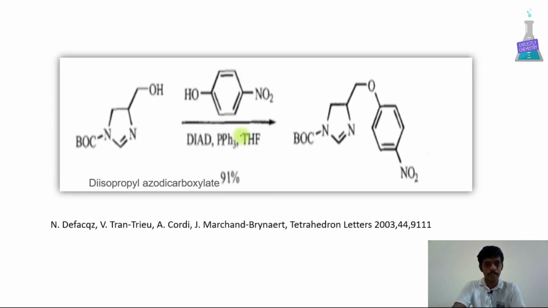Let us see another example. This is the starting material. The alcohol is present here. This is the nucleophile. We are treating with DEAD, DEAD meaning diethyl azodicarboxylate, or DIAD, which means diisopropyl azodicarboxylate. We are adding PPh3, and THF, which is a solvent, is used here. This nucleophile will attack here, forming this product. If this is in dash, like this dash, here this will be in wedge, and vice versa. This is taken from Tetrahedron Letters.